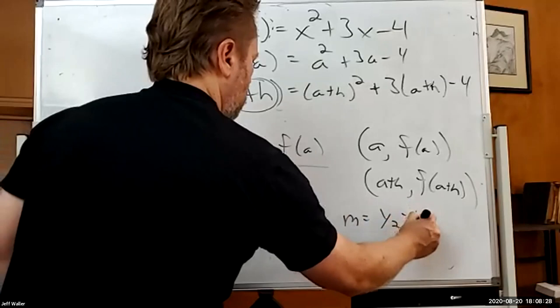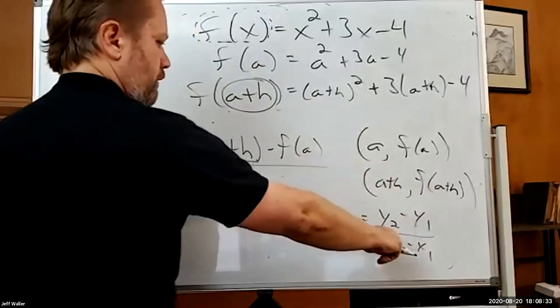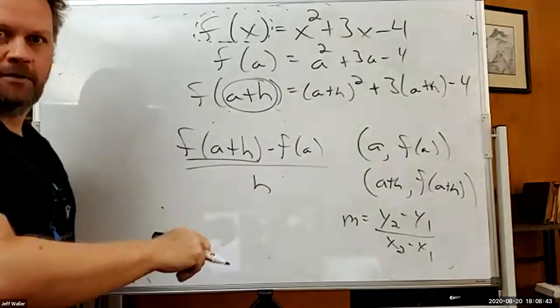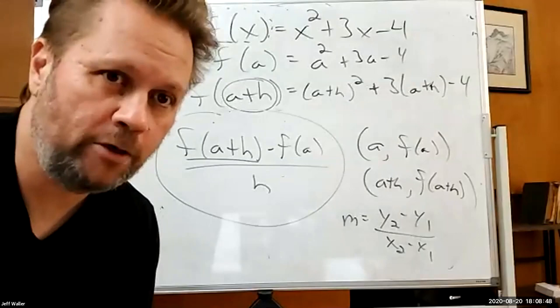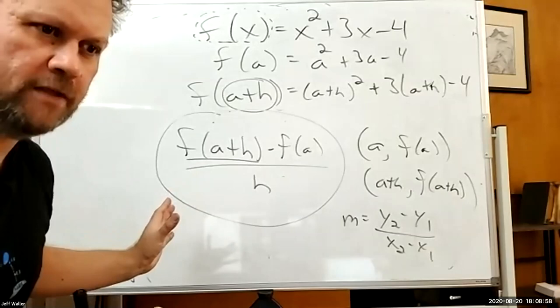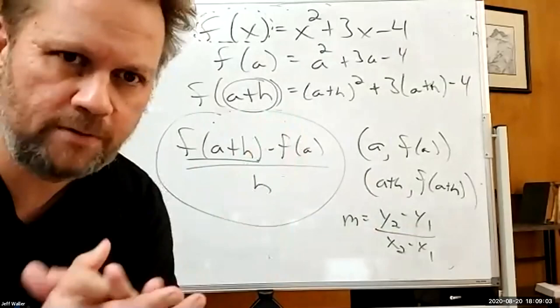So if I put y2 minus y1, but look at this, what's x2 minus x1? What's a plus h minus a? H. This is just a reworking of the slope function, but it works for things that are not linear also. And it's missing a little bit to really become the slope. This would be like the very first thing you start to use in calculus. In calculus is where you learn how to do slopes of any shape, any function.